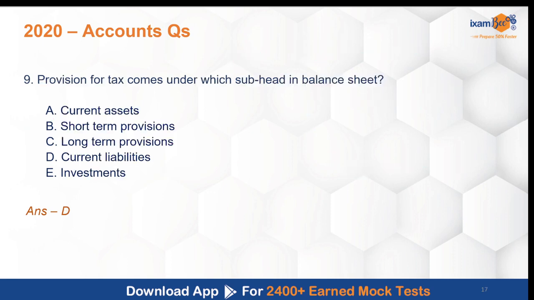Moving to the next question, provision of tax comes under which subhead? There was another question related to presentation of financial statements. We have seen in part 1 also there were a lot of questions related to presentation of financial statements, and that's a very, very important topic. You should know where which item is to be placed. So provision of taxes is under current liabilities.